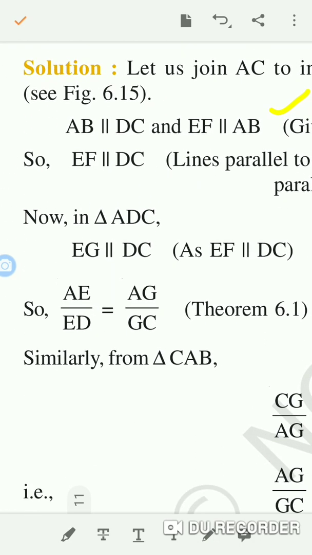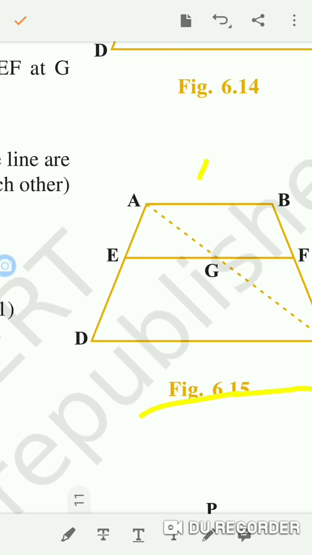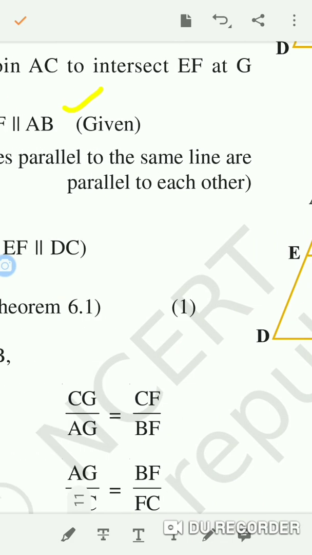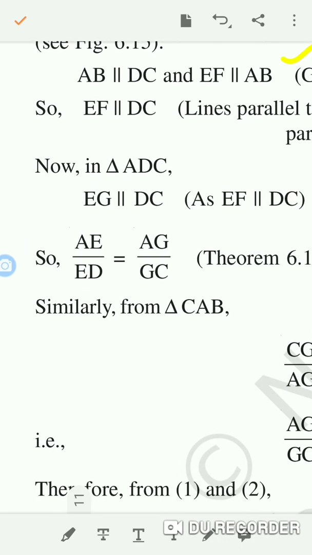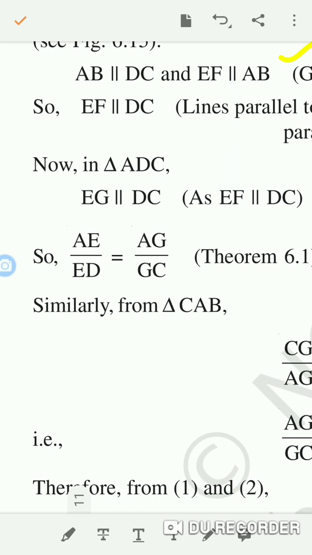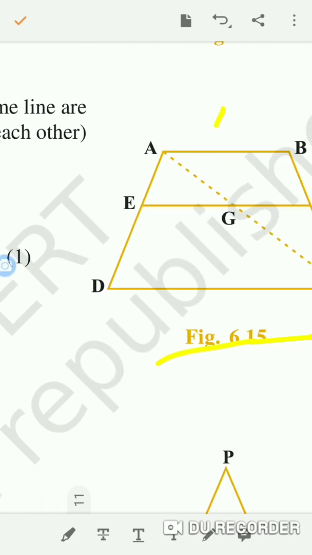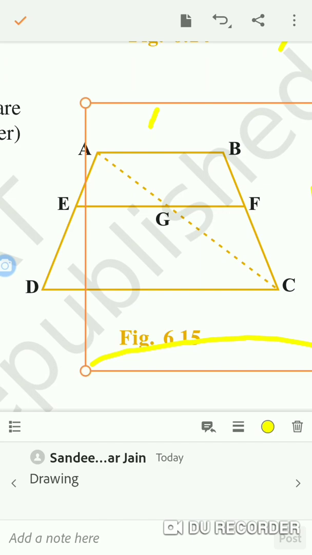And now, if we consider triangle ADC, how I told you, triangle ADC. In that EG is parallel to DC as EF is parallel to DC. So according to theorem 6.1, meaning the basic proportionality theorem, you will get AE upon ED is equal to AG upon GC. See here, AE upon ED is equal to AG upon GC.